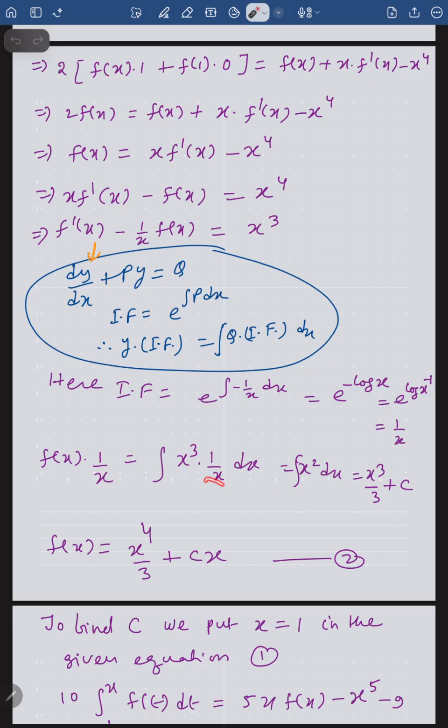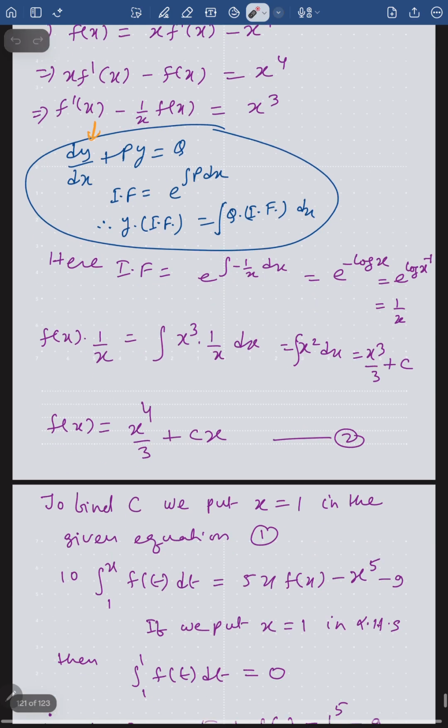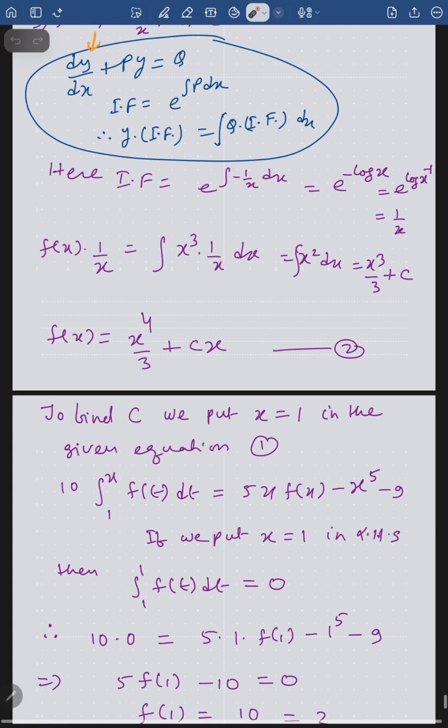So this x will cancel, and we get x square dx, which on integration gives x power 3 upon 3 plus c. Now you can see this x is in the denominator, so cross multiplying, f(x) will be x power 4 upon 3 plus cx. This is equation 2. Now we have to find c, then only we get f(x).